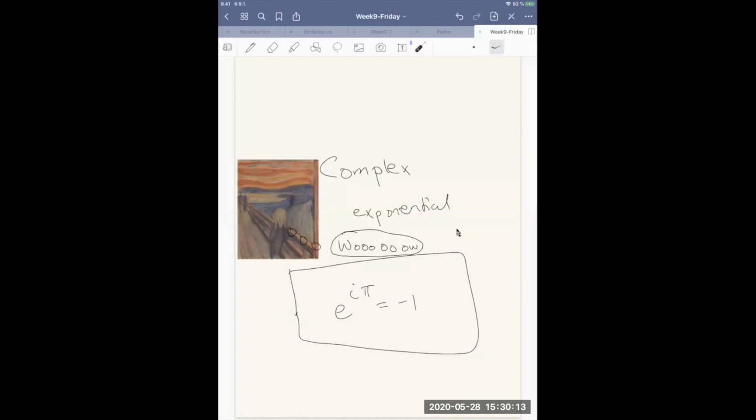The next part in our sequence of talks about complex numbers concerns the complex exponential. You might have heard of Euler's identity. This is a justification of this celebrated identity that e to the i pi is equal to -1.